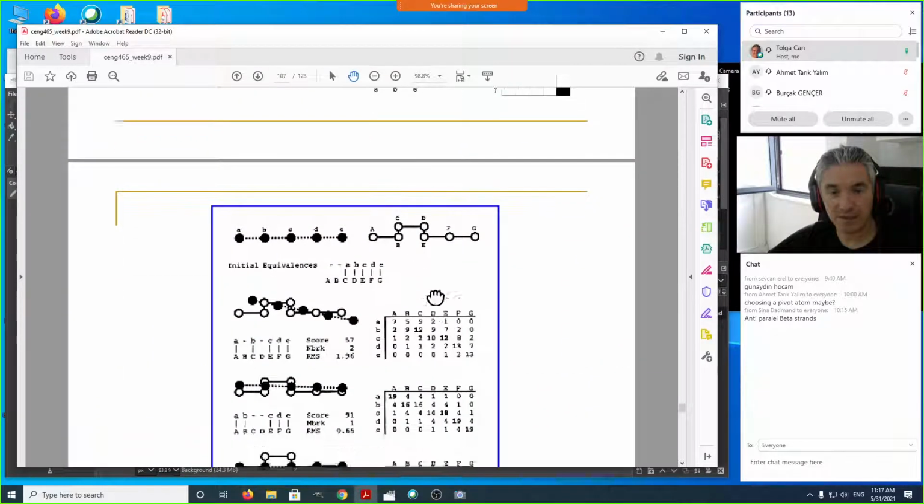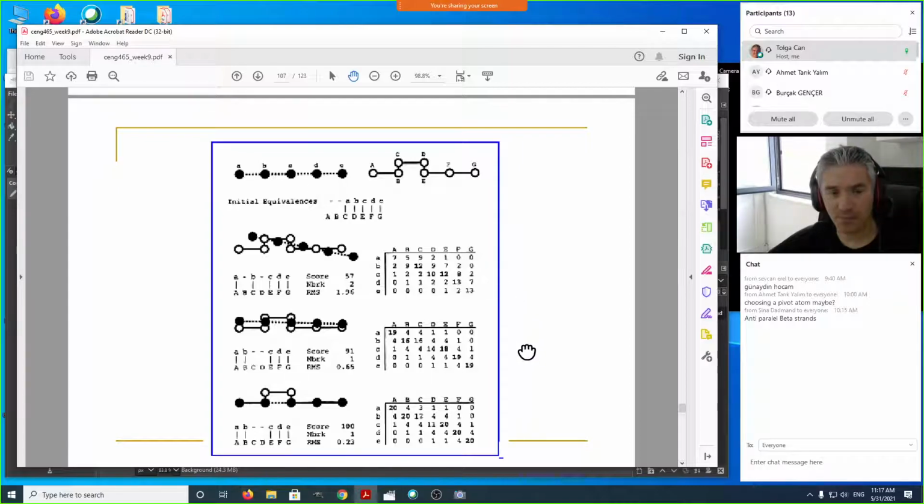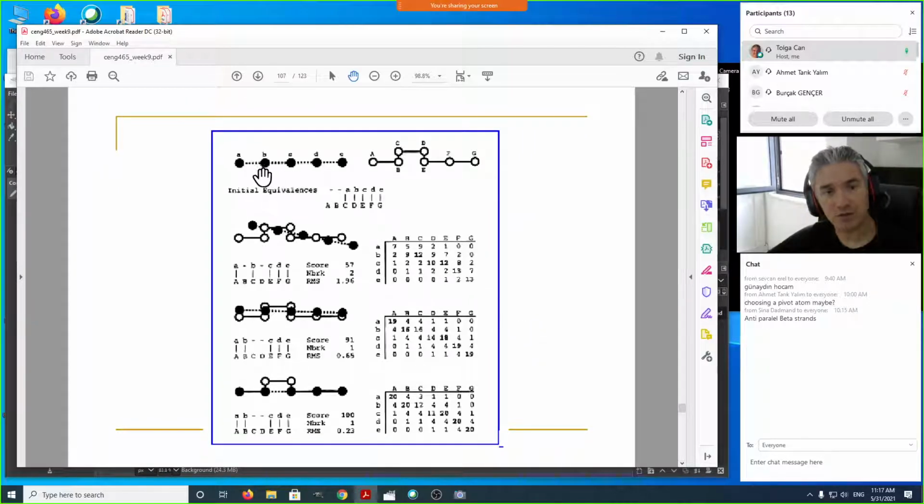So that's the idea. Here's another figure from the original paper, which again tries to align A, B, C, D, E with this capital A, B, C, D, E, F, G.